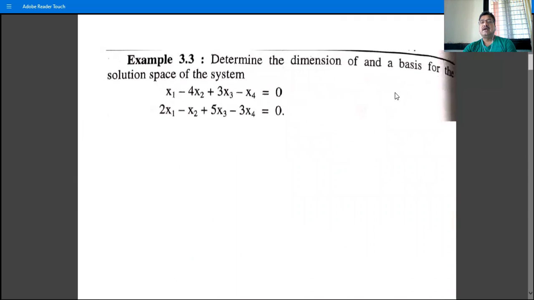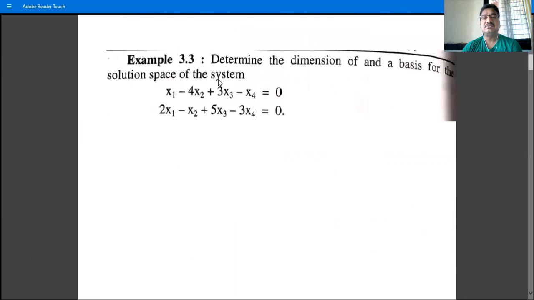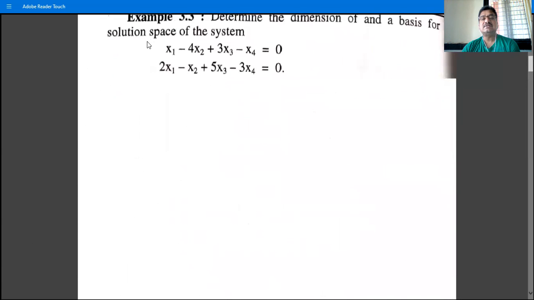Determine the dimension and basis for the solution space of the system. So this is the system. We are given 2 equations and there are 4 unknowns. Now we have to solve this system, and we have to first find the solution space or solution set of this system. In order to solve any system, we apply the Gauss elimination method.